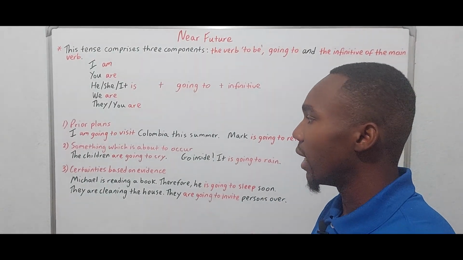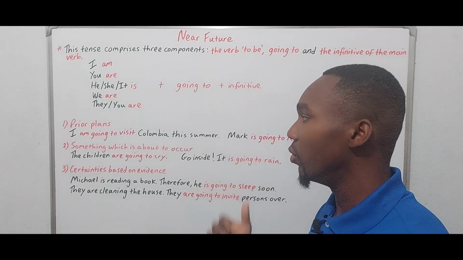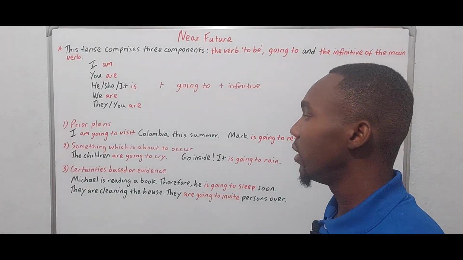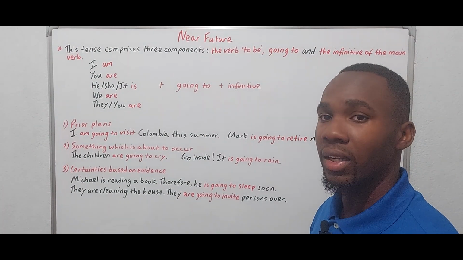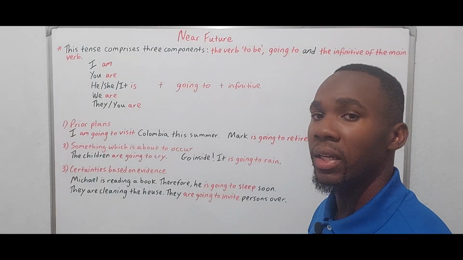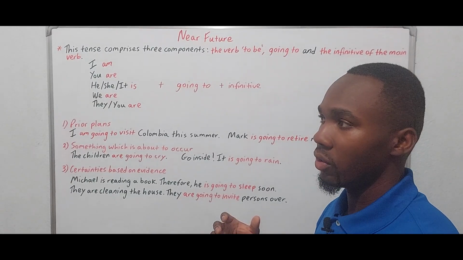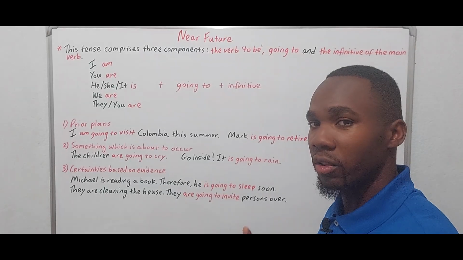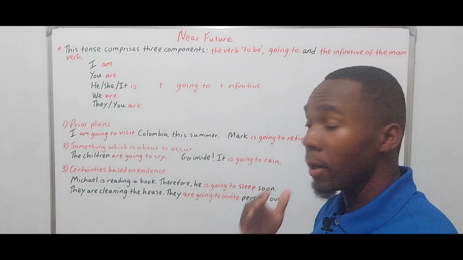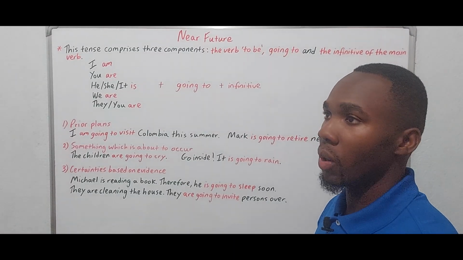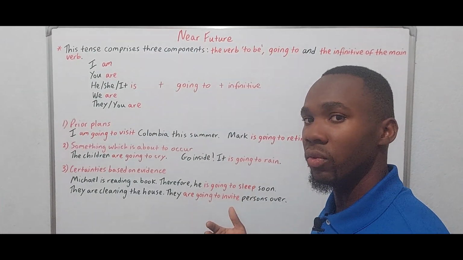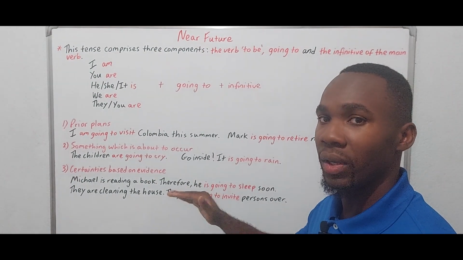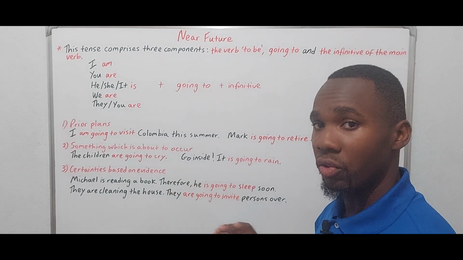So anything that is imminent or about to happen, we use the near future. And three, certainties based on evidence. We could call this a prediction as well. Anytime we want to make a prediction, and this prediction is going to be based on evidence, we use the near future. If we want to make a general prediction, but we do not have evidence, and it's just what we think will happen, then we use the simple future. But if we have evidence, we use the near future. So this is another way that we can compare the two tenses, okay?